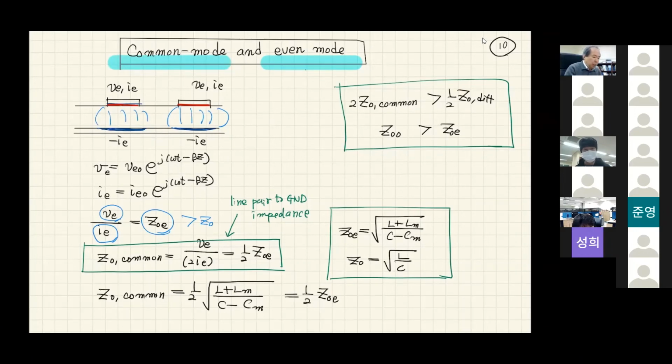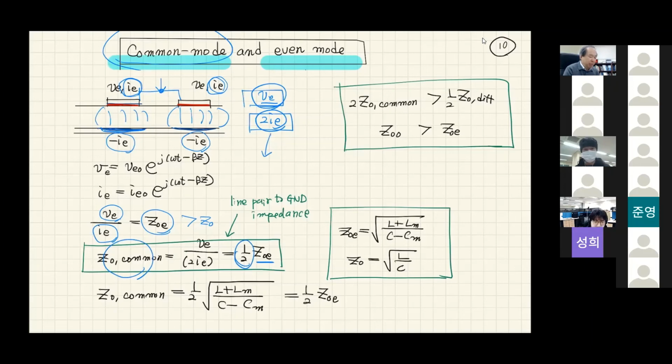Now, common mode definition is assuming that we are connecting these two metal, then voltage is the same, but current is becoming twice because we have same current wave and same current wave, and image current will be induced at the ground plane. So current is twice, but voltage are same. So that's why common mode impedance is the half of the even mode impedance.